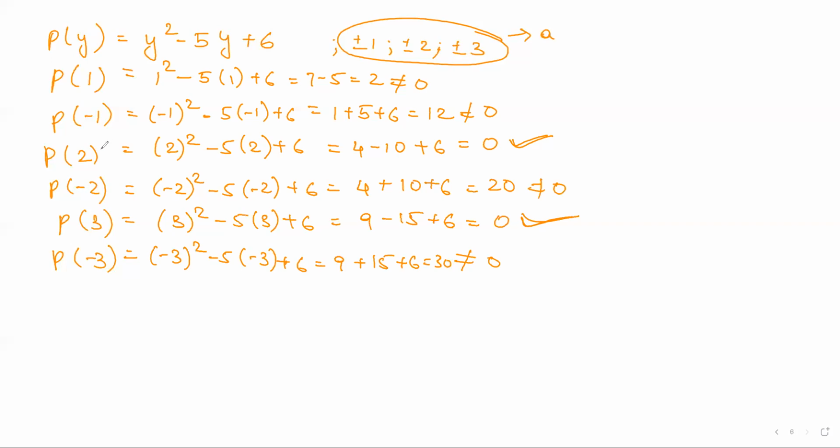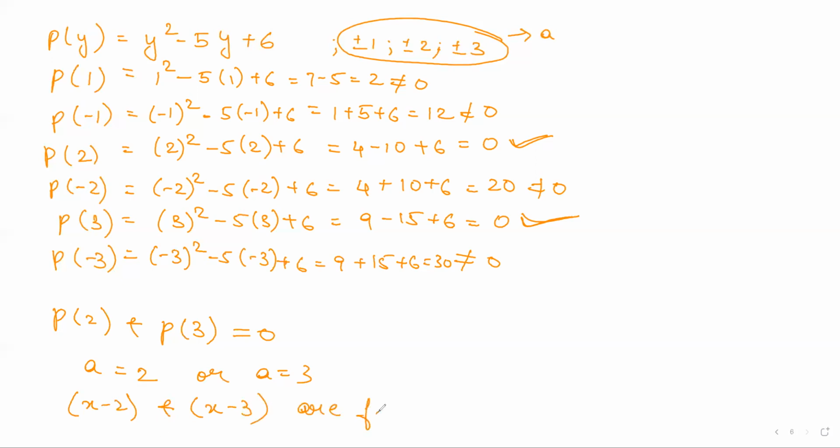Now, for p of 2 and p of 3, these two values are 0. That means your a value will be either 2 or 3. Therefore, the factors in question, x minus 2 and x minus 3, are the factors of p of y. Now, this is the procedure, but this is not the complete presentation of a question like this. If you're asked to solve it by factor theorem, that we'll see in the examples and exercises of such questions.